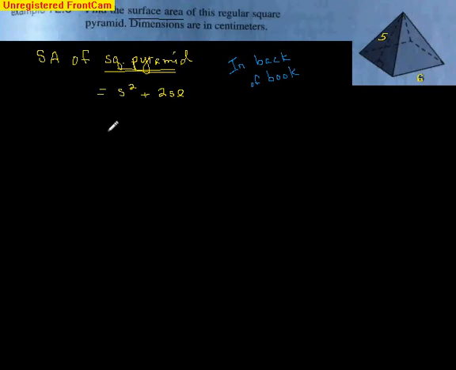Making sure I'm doing the right problem. Okay, so you can either use this formula right here, this is the one in the back of the book, or you can notice there's 4 triangles and a base. So the area of the base plus the area of all the triangles is the same thing. So the area of the base is our side squared. So we're going to just plug that in.